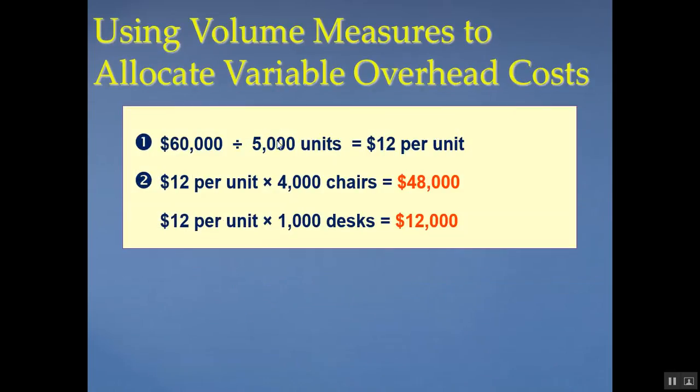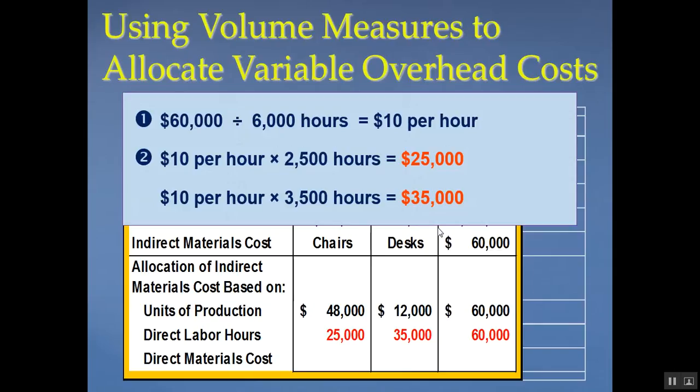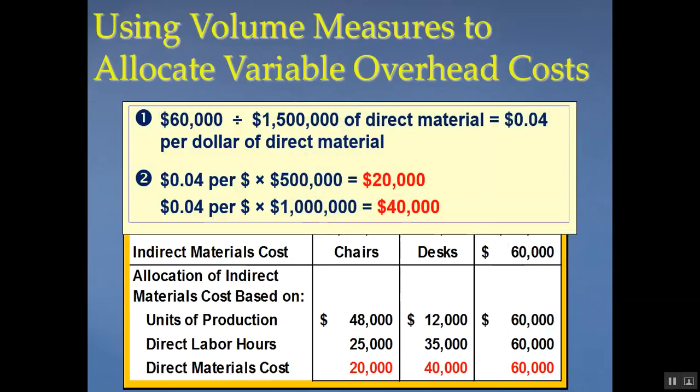So if we're using number of units, it's a total of 5,000, gives us $12 per unit, and then the $12 per unit times 4,000 chairs, $12 per unit times 1,000 desks allocates the cost as such. If we're going to use hours, it's going to be $10 per hour, and we multiply it by each product's number of hours. And then finally, let's see what it looks like when we use the $1.5 million of direct material.